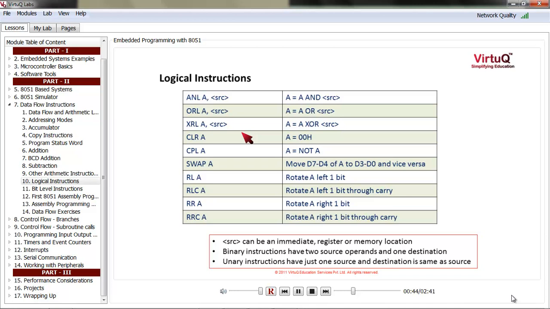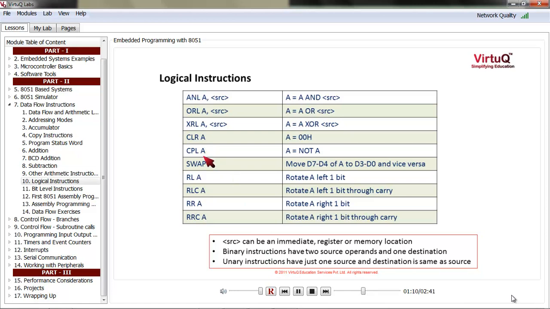The target is the accumulator, and the other operand is some source operand, which can be an immediate value, or a register, or a memory location. And depending on whether it is a register, immediate or memory location, it's going to be a 1 byte instruction or 2 byte instruction. So unary instructions, the first one is clear, which actually resets the corresponding register.